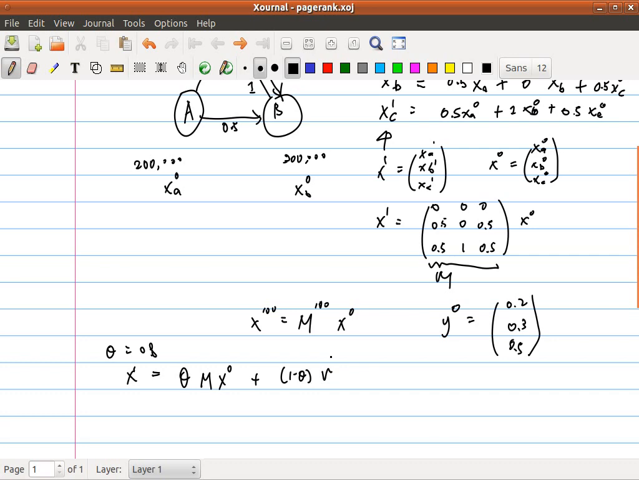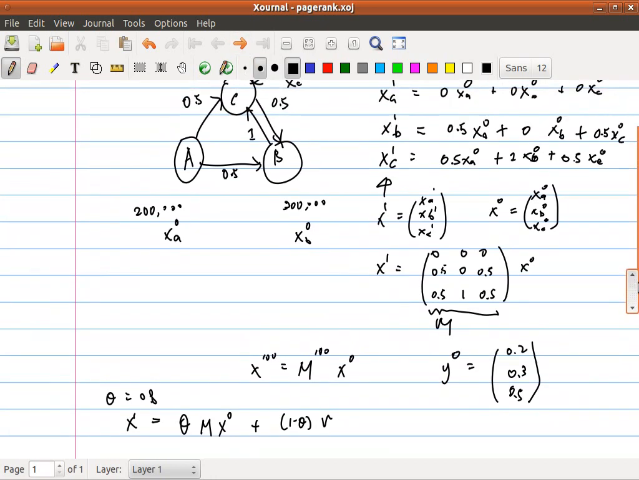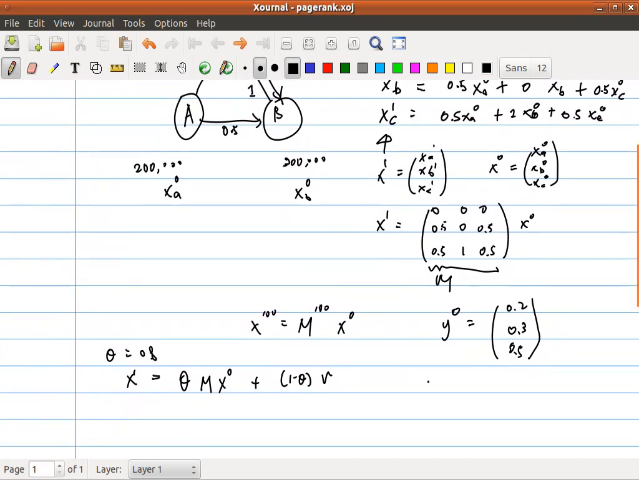V is the approximate probability that a reader will start looking at each of the pages, if they start from a new page. Of course, the problem is that we don't know what V is. Another very reasonable assumption is to let V be uniformly distributed again. So let's say V is equal to 1/3, 1/3, 1/3, something like that.